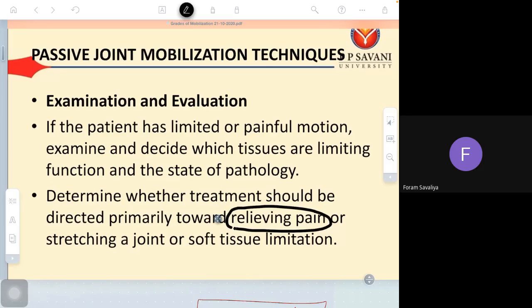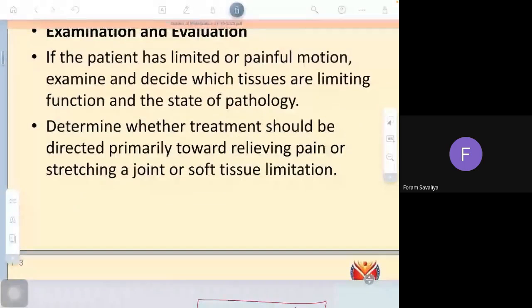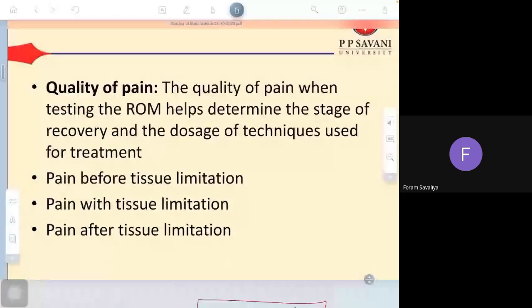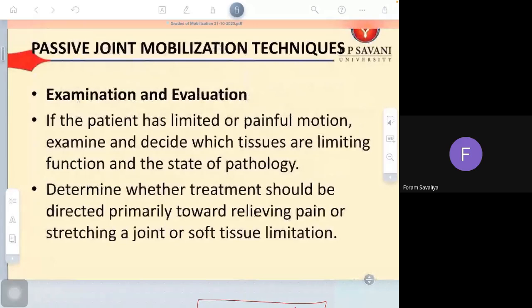Second, you will check the quality of pain. Pain needs a very detailed explanation, but I will explain in brief about the quality of pain: exactly where, at which particular range of motion, the patient is having pain. Again I'll repeat, first you will evaluate and determine what is the reason for limited range of motion. This is the first slide.